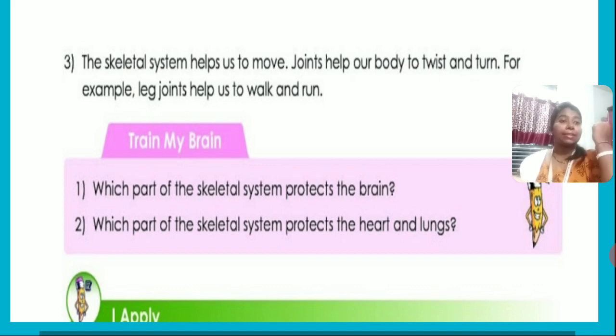And the joints, I showed you that day. We have joints in many parts of our body, for which we are able to bend or twist and turn our parts of body. Yes or no? If we don't have the joints, and we have a single bone, then what will happen? We won't be able to move our hand in different ways. So the skeletal system helps us to move, and the joints help us to twist and turn. For example, leg joints help us to walk and run.